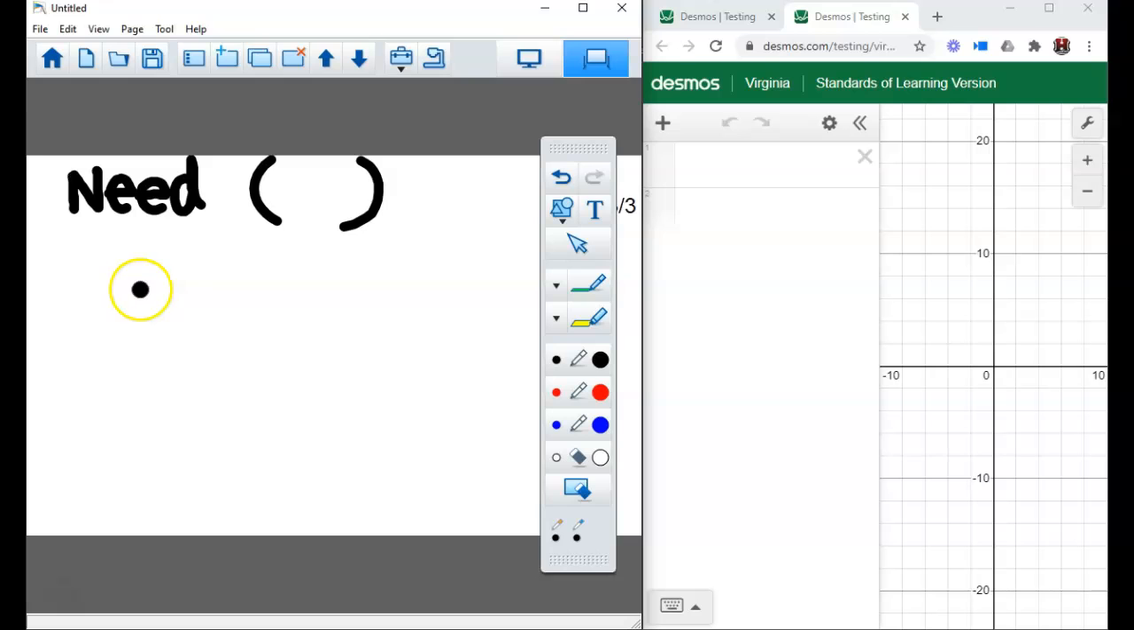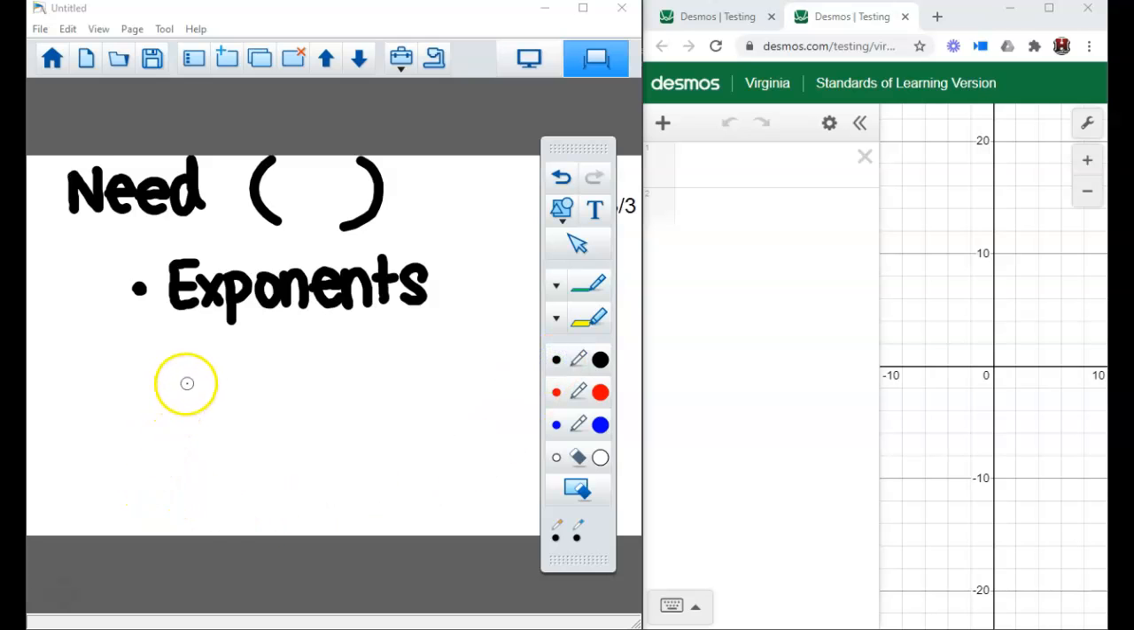The first time you're going to need parentheses is with exponents. So if you had something like x raised to the second power, if you're going to put that in the Desmos calculator, then I would want you to wrap the x in parentheses and put the exponent on the outside. So if you saw x to the second power, I would want you to think of it as x in parentheses raised to the second power. You're going to need to add those parentheses.